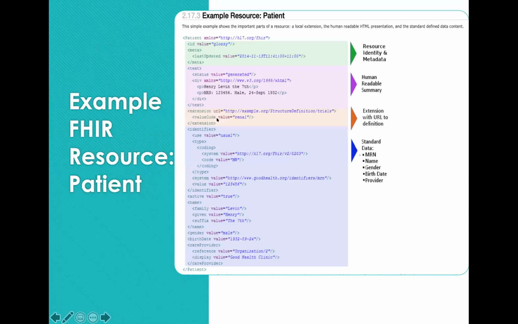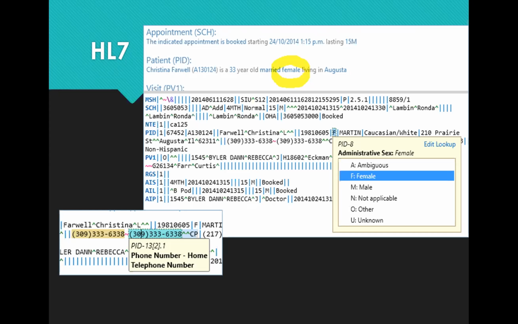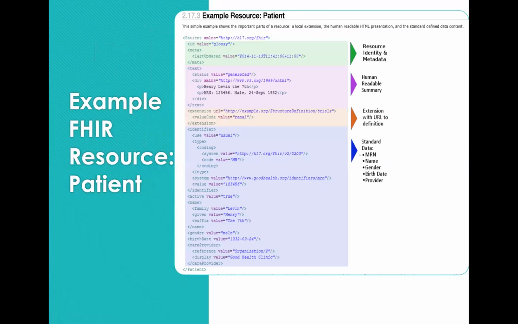Here's an example of the FHIR. And again, you see, it looks a lot different than the common standard HL7 message. This is the FHIR resource coding. I just gave an example so you can see the differences, okay?